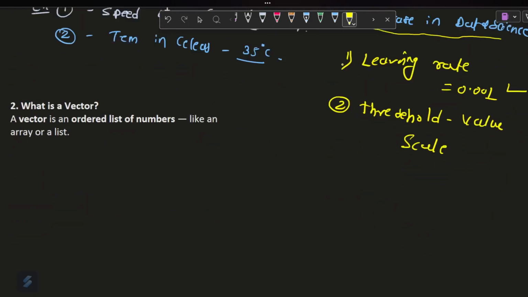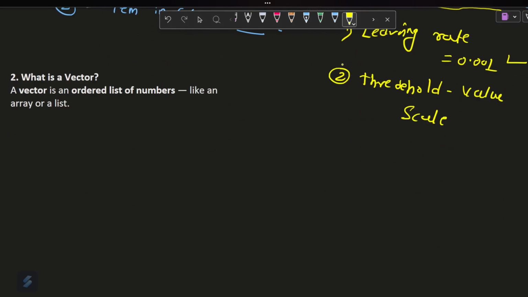Similarly, what is a vector? A vector is an ordered list of numbers, like an array, an ordered list. A scalar is a single value, but a vector has both magnitude and direction.